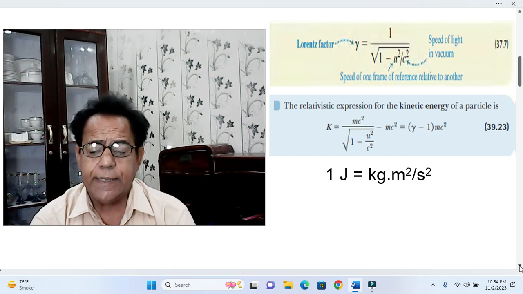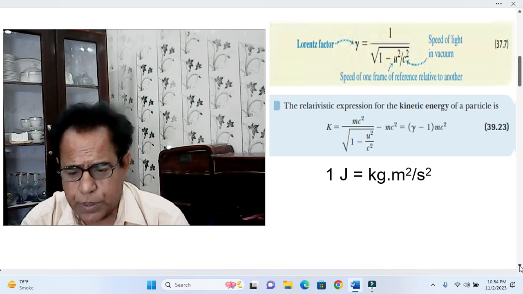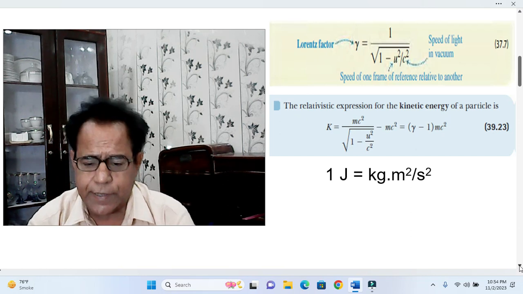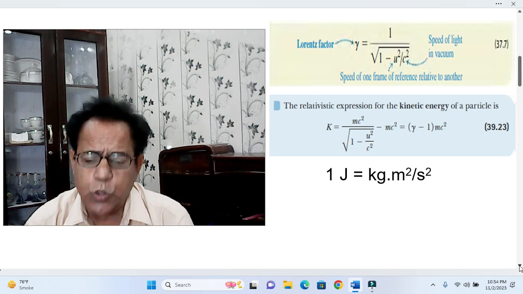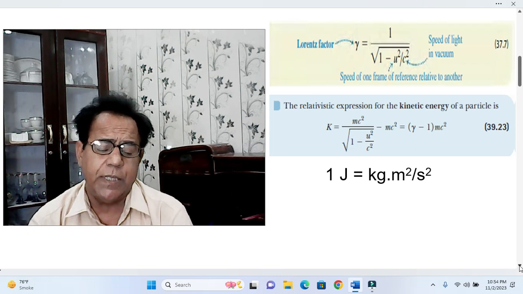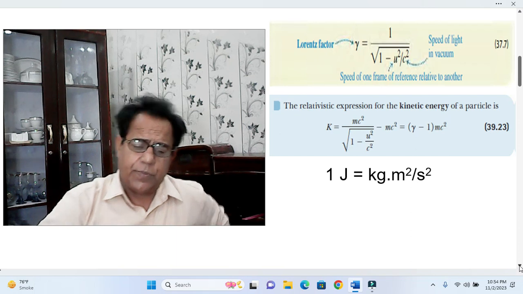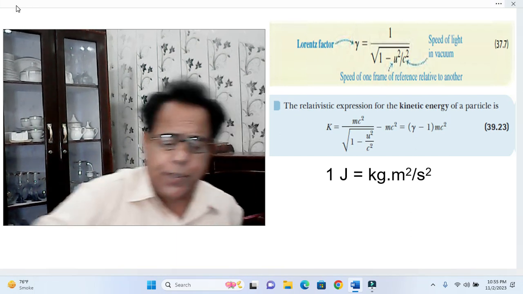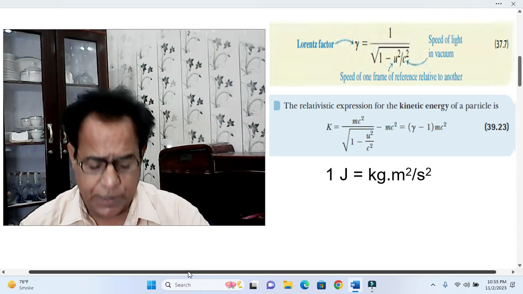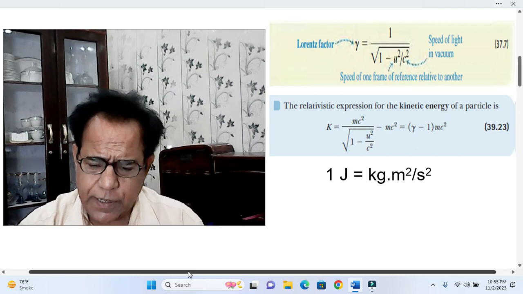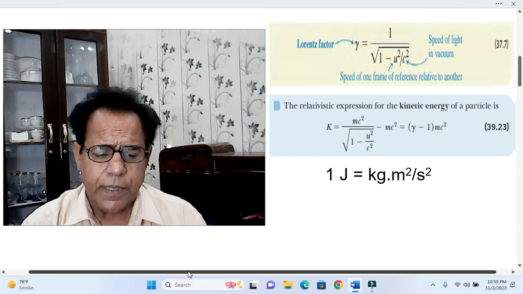Second snapshot is about kinetic energy, the relativistic expression for the kinetic energy. We have also used this snapshot several times in our previous problems, so we skip this also.